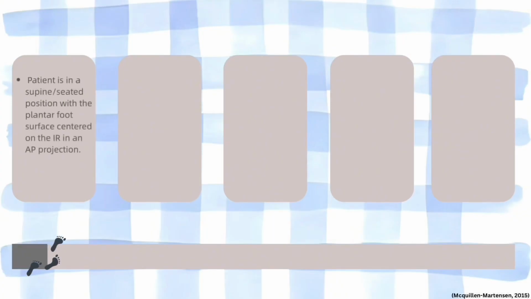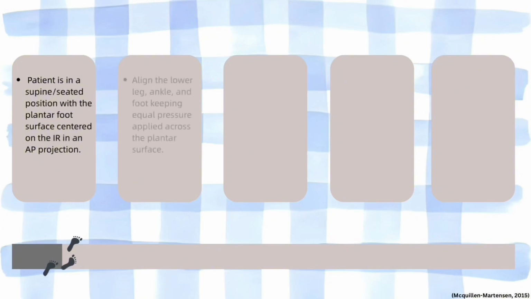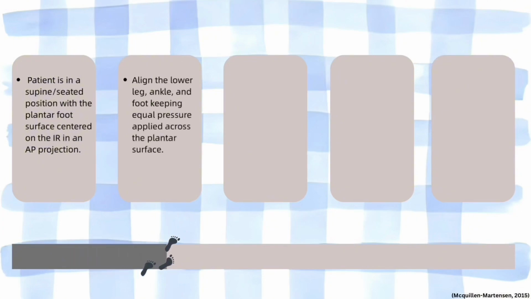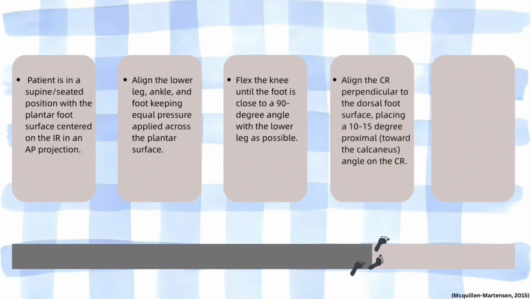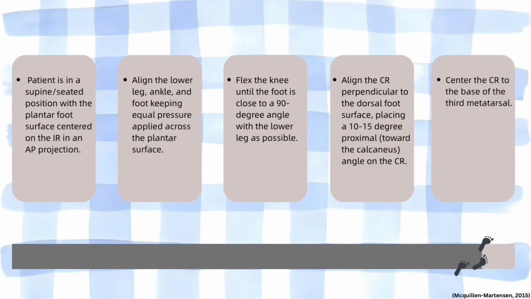First, patient is in a supine or seated position with plantar foot surface centered on the IR in an AP projection. Next, align the lower leg, ankle and foot keeping equal pressure applied across the plantar surface. Flex the knee until the foot is as close to a 90-degree angle with the lower leg as possible. Align the CR perpendicular to the dorsal foot surface, placing a 10 to 15-degree angle on the CR proximal toward the calcaneus. Lastly, center the CR to the base of the third metatarsal.